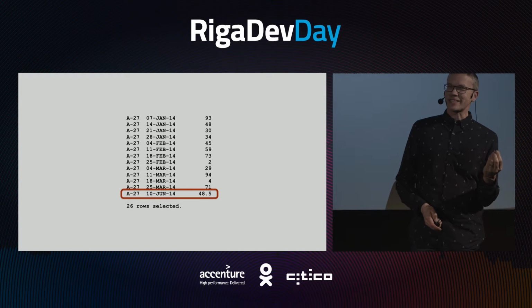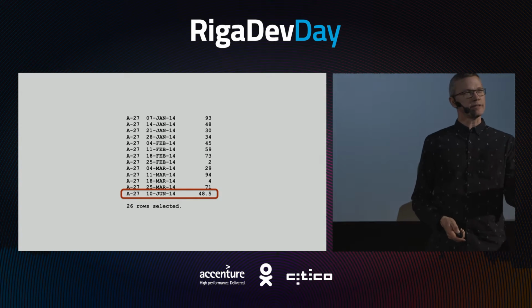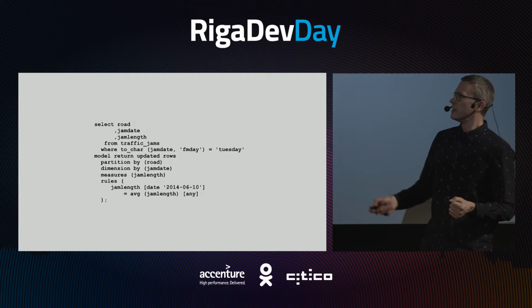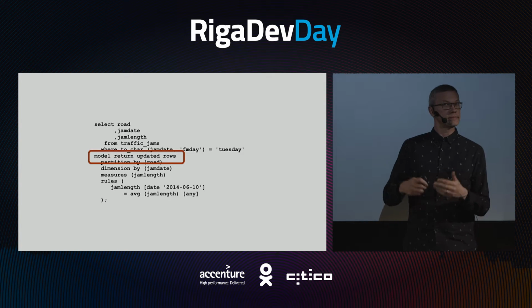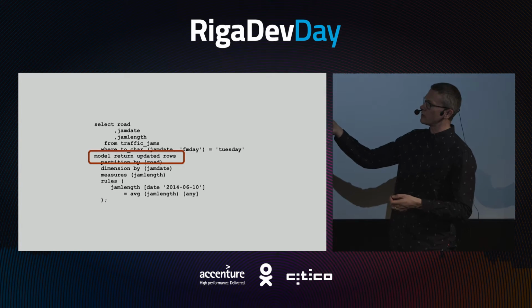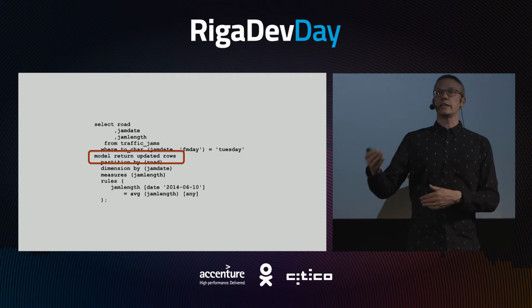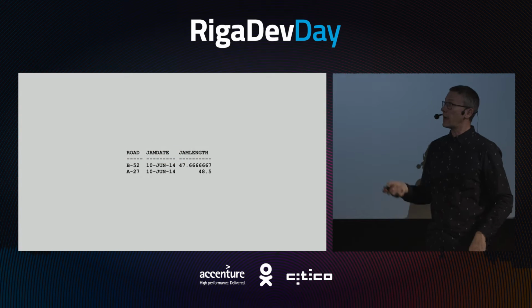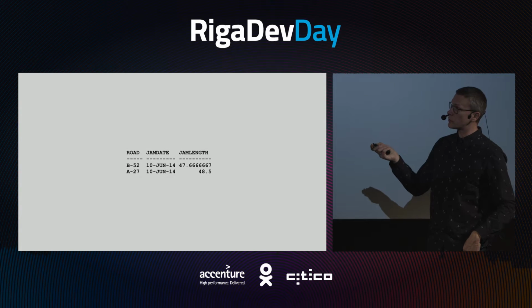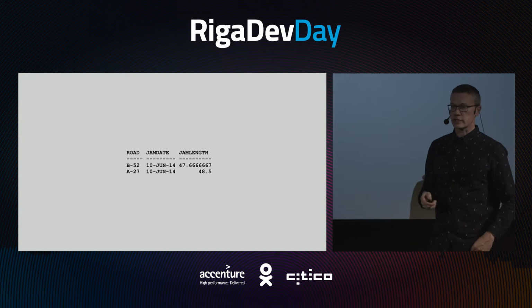Wouldn't it be nice if there was like a clause in that model clause where you could say, just give me the updated rows? And it's there. So model return updated rows, which will only give you back the rows that are manipulated by the model clause. And then you have like just two rows, one for each road, with the average length in there.